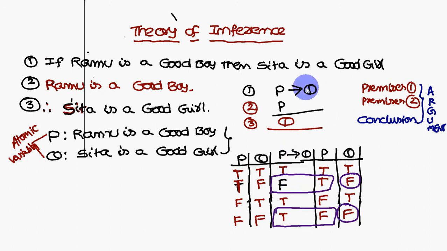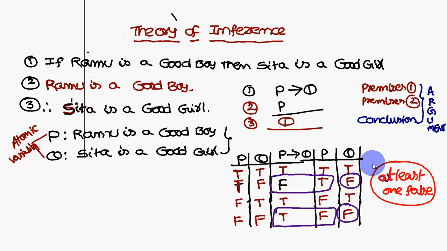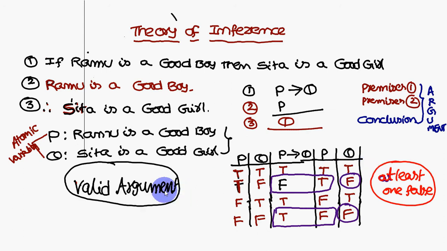So this is the first premise and this is the second premise. You have to round it. So in these premises at least one should be false. So here one should be false, therefore here also one should be false. Therefore the given statement is valid. That means P conditional Q, P gives Q is correct. So therefore this is a valid argument.